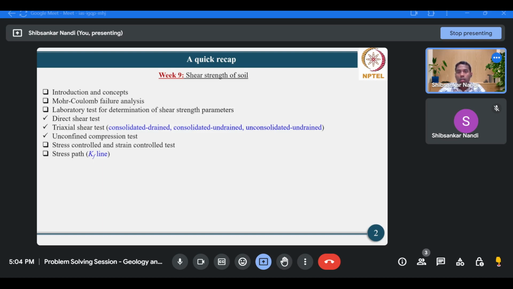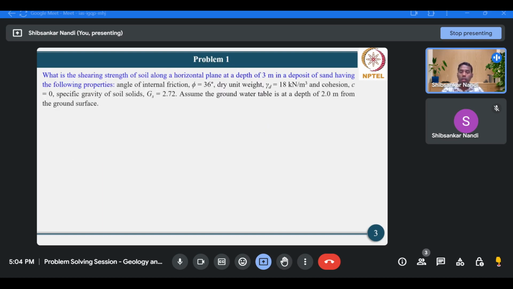And at the end of this week, we have learned stress controlled and strain controlled tests and stress path. So in this week, we will be trying to solve a few numerical problems pertaining to this aspect. Okay, so without much delay, we'll start solving the problems. And this is our first numerical problem.